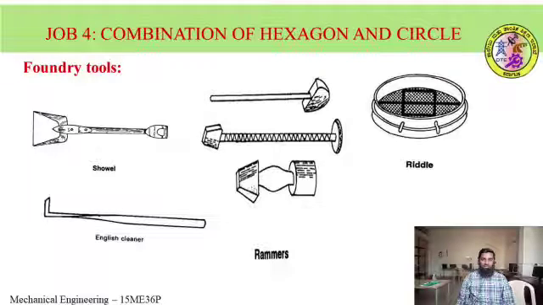Once the sand is rammed properly, the ramming operation packs the sand properly within the molding box. With the help of a cleaner we can remove or cut the desired shape of the mold cavity, that is the combination of hexagon and circle. I will explain you later. And with the help of smootheners we can finish the mold cavity.